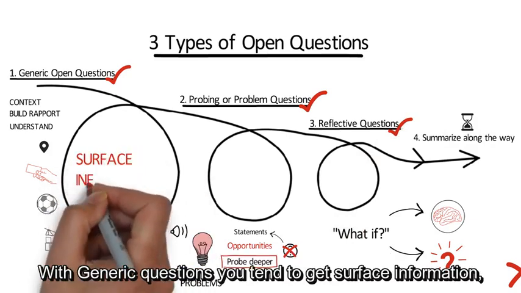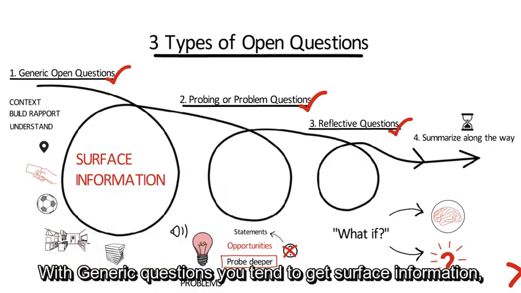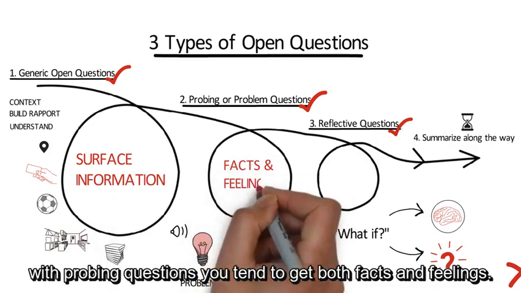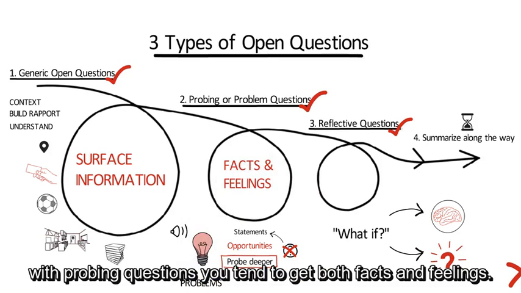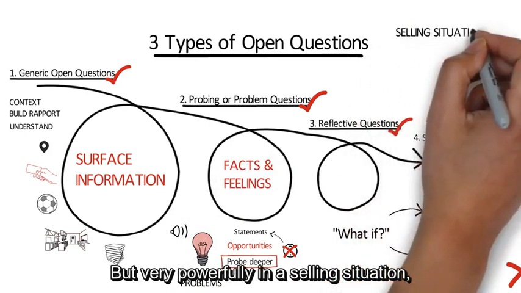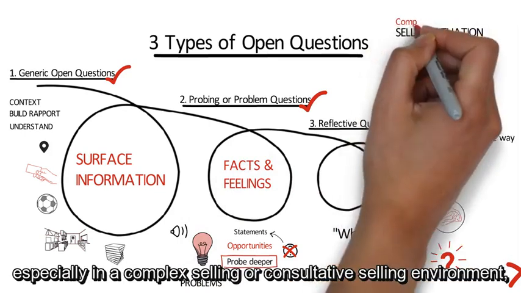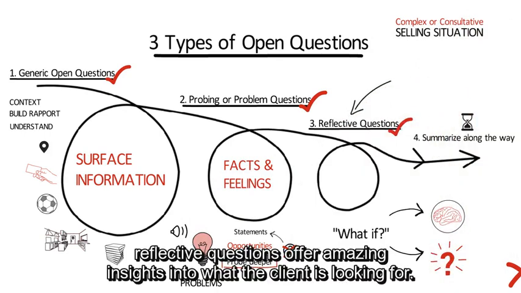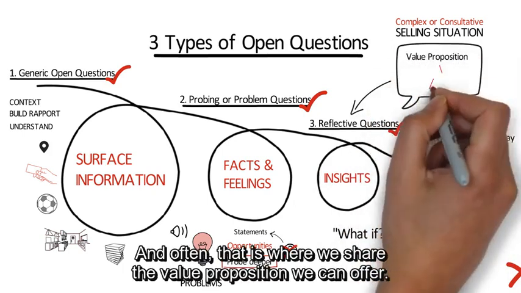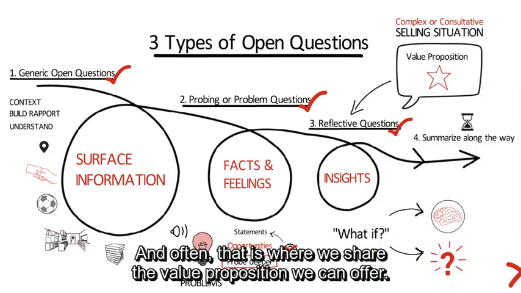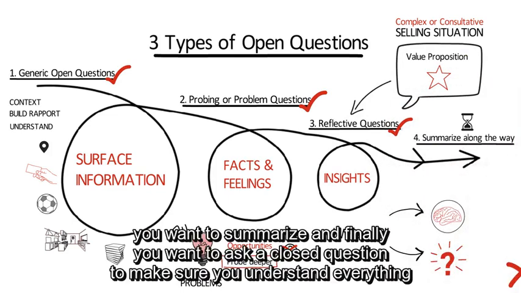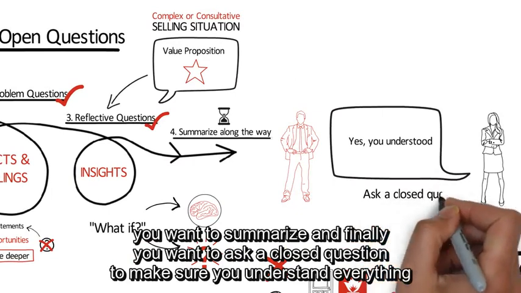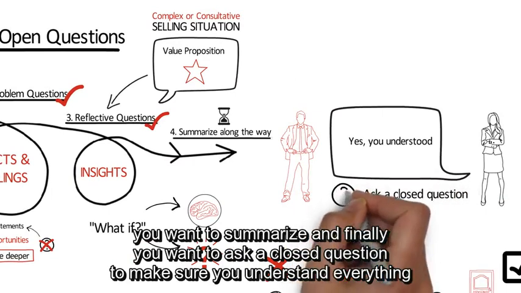With generic questions, you tend to get surface information. With probing questions, you tend to get both facts and feelings. But very powerfully in a selling situation, especially in a complex selling or consultative selling environment, reflective questions offer amazing insights into what the client is looking for. And often, that is where we share the value proposition we can offer. Now then, you want to summarize, and finally, you want to ask a closed question to make sure you understand everything.